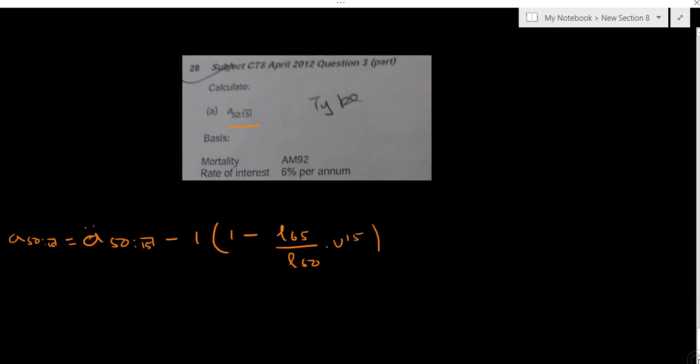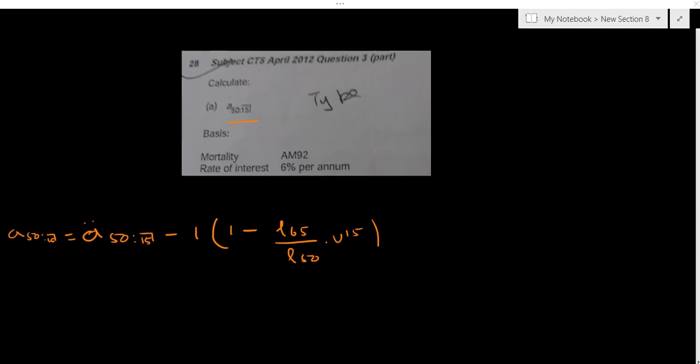What we do is we subtract 1 with a factor, now we need an adjustment at age 50 as well as at age 65. We need adjustment at time 0 as well as at time n. So minus 1 would be there, and this would be multiplied with a factor of 1 minus L65 over L50, into v to the power of 15. Okay, so this is pretty straightforward here.